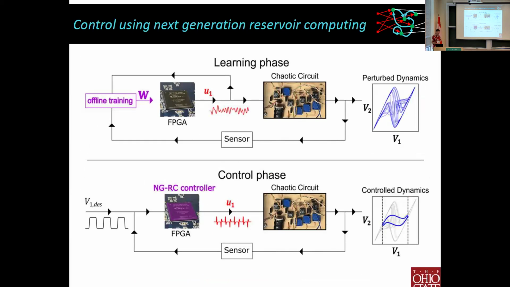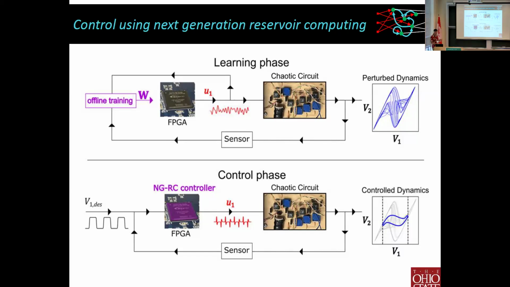And just as Ed was talking about earlier today, there's got to be two phases for making a controller like this. You need a learning phase where you learn how the system responds to perturbation, so I can learn F hat and W hat. The idea is that I'm going to generate some noisy waveform that allows me to explore how the system responds to perturbations everywhere in phase space.